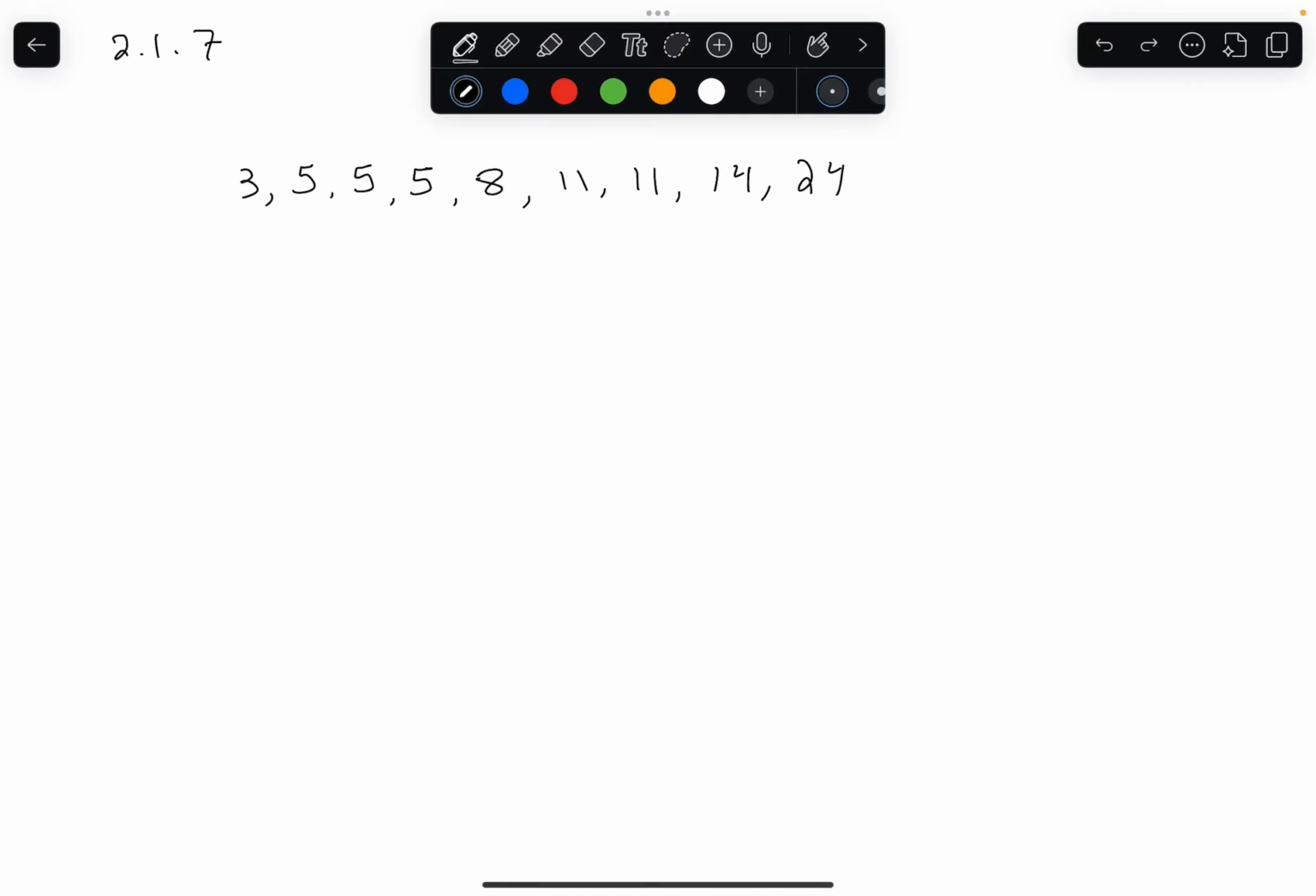In this video, we're going to talk about how to calculate the median, the first quartile, the third quartile, and the interquartile range of a given data set. So the very first thing that you're going to want to do is make sure that your data set is ordered from least to greatest.